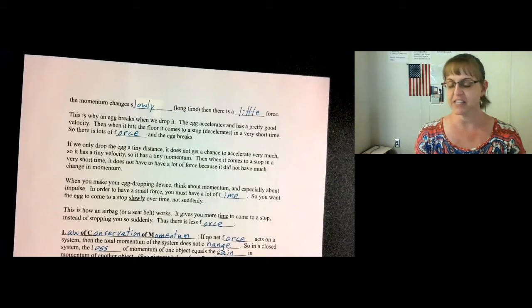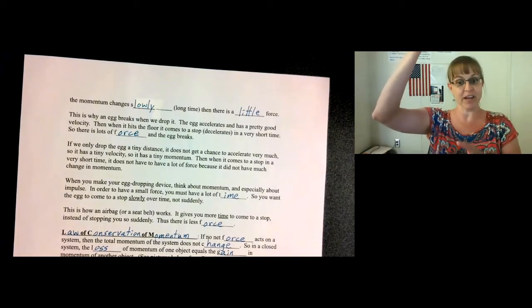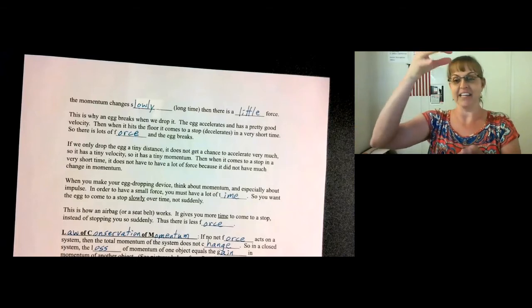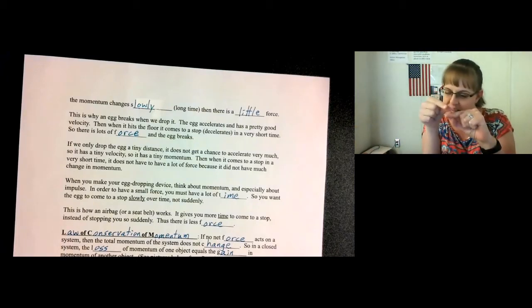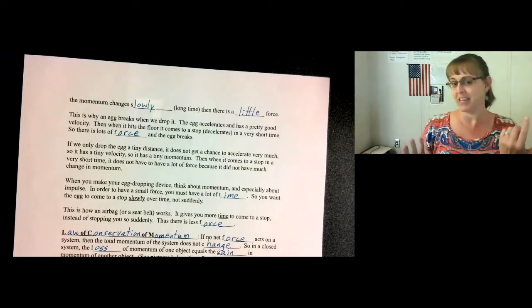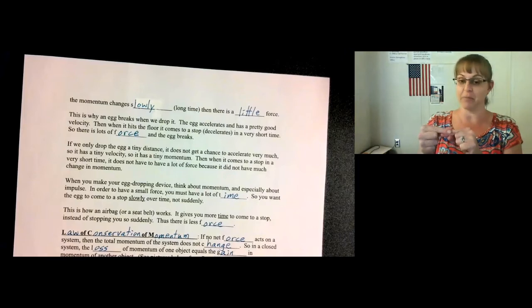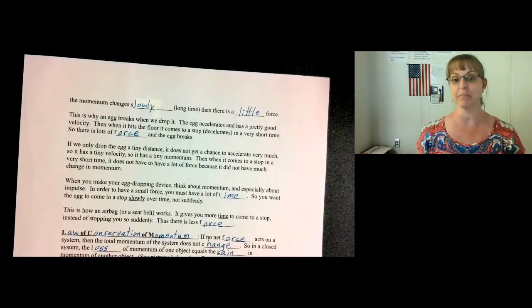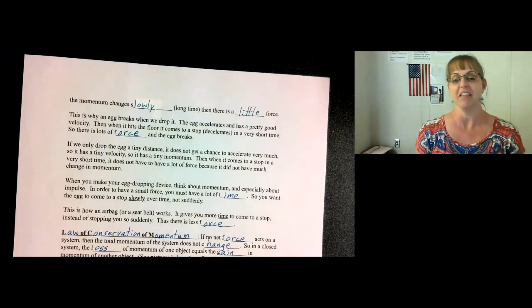So once again, this is why an egg breaks when we drop it. It accelerates as it falls, and it's going faster and faster the further it falls. That's why if you drop an egg this far onto the countertop, it may or may not break. But if you drop it this far, it's likely to break, and if you drop it even from higher, it's very likely to break because it goes faster and faster as it falls.